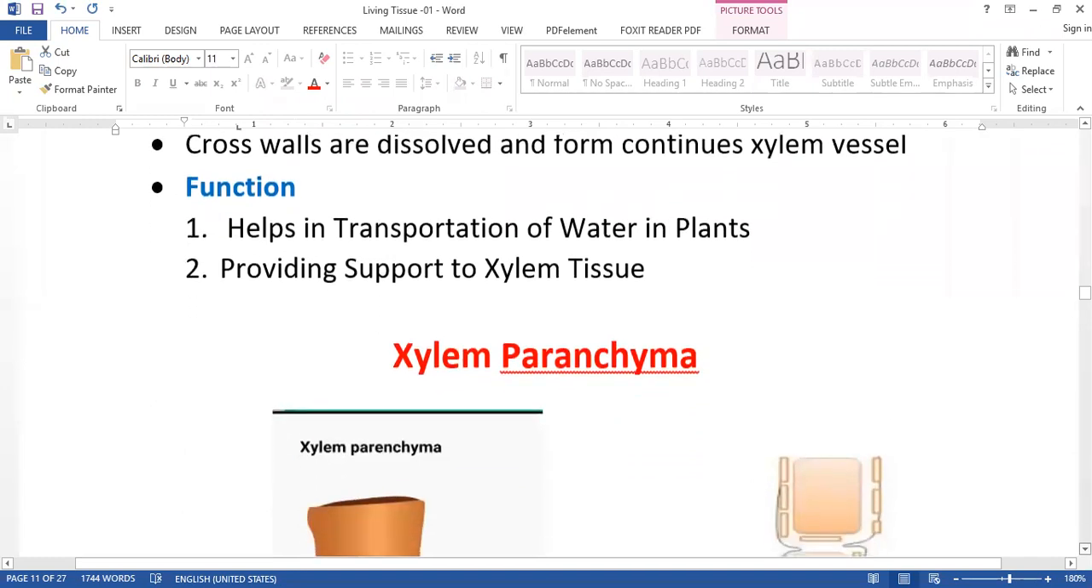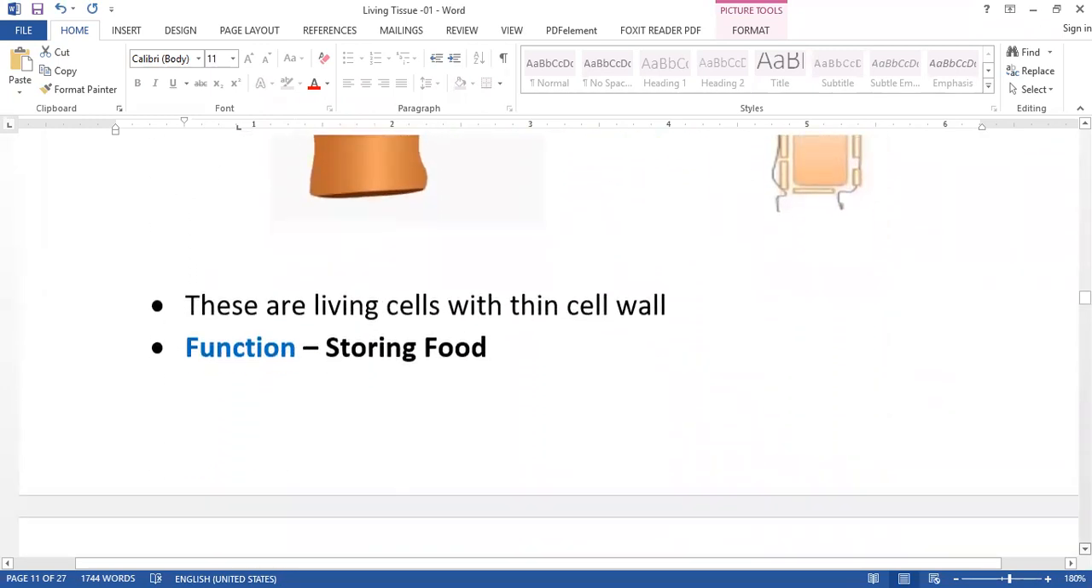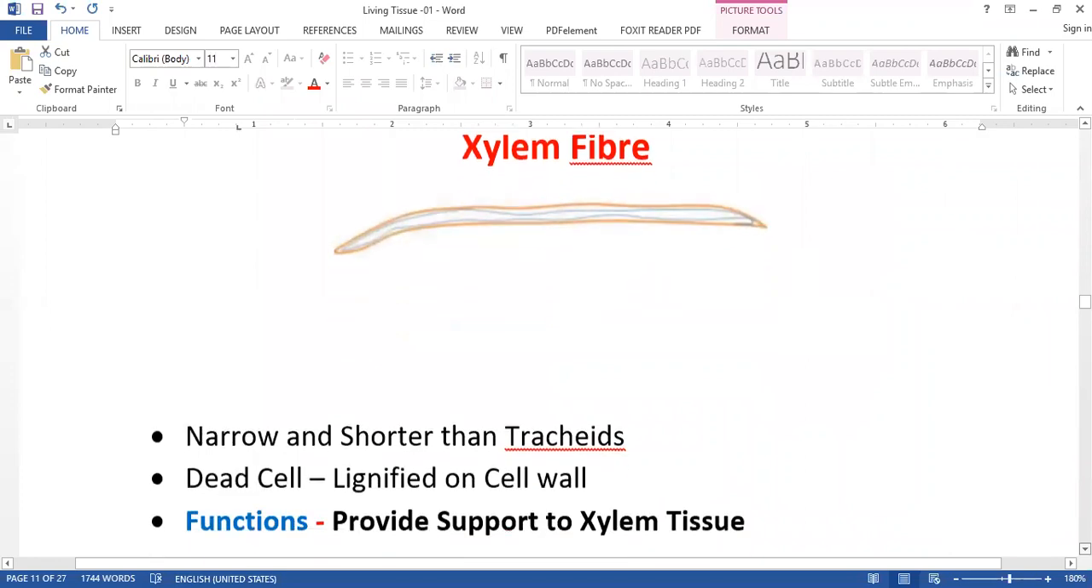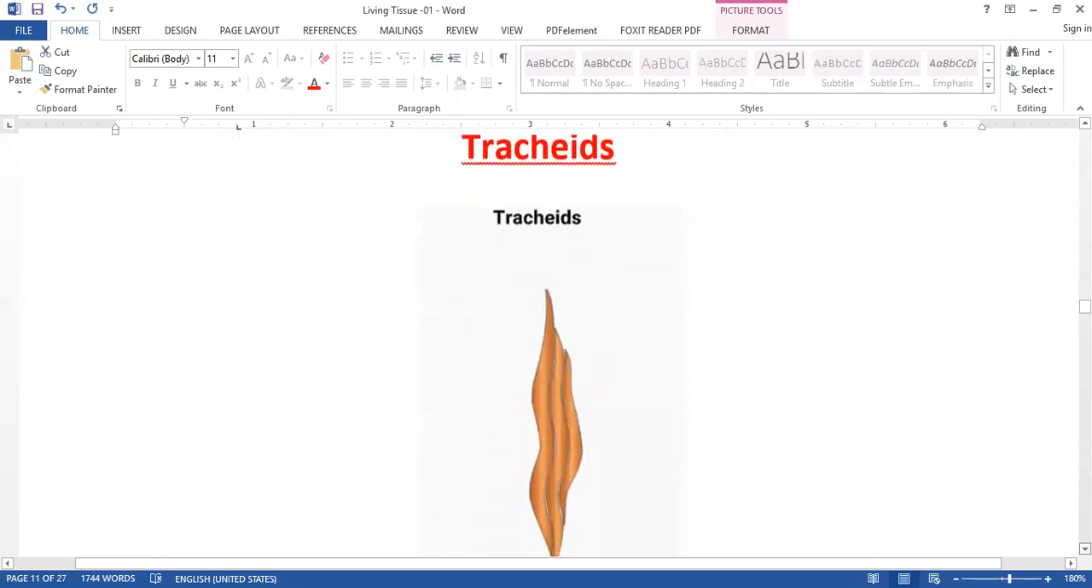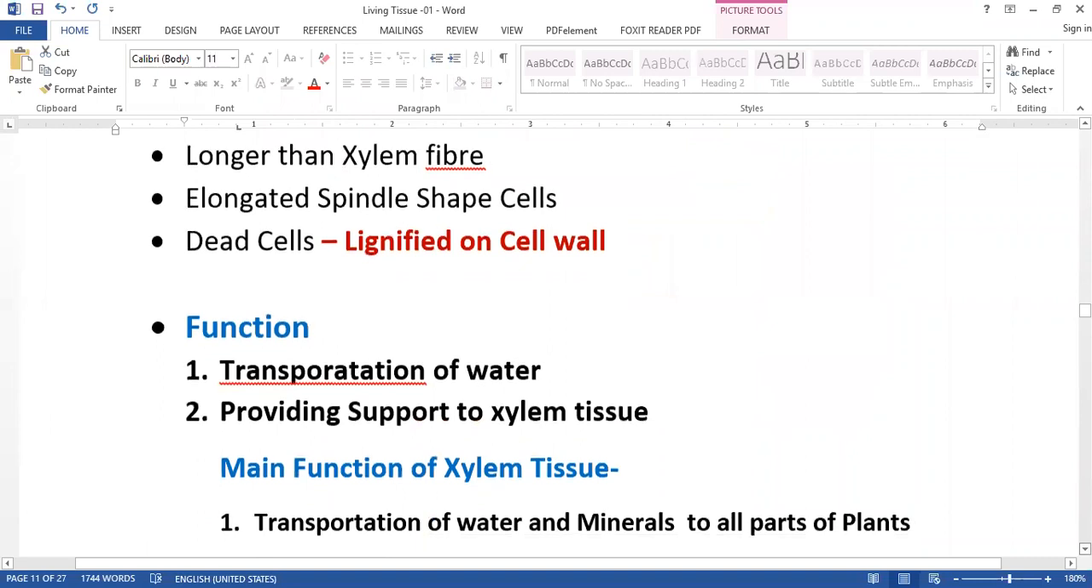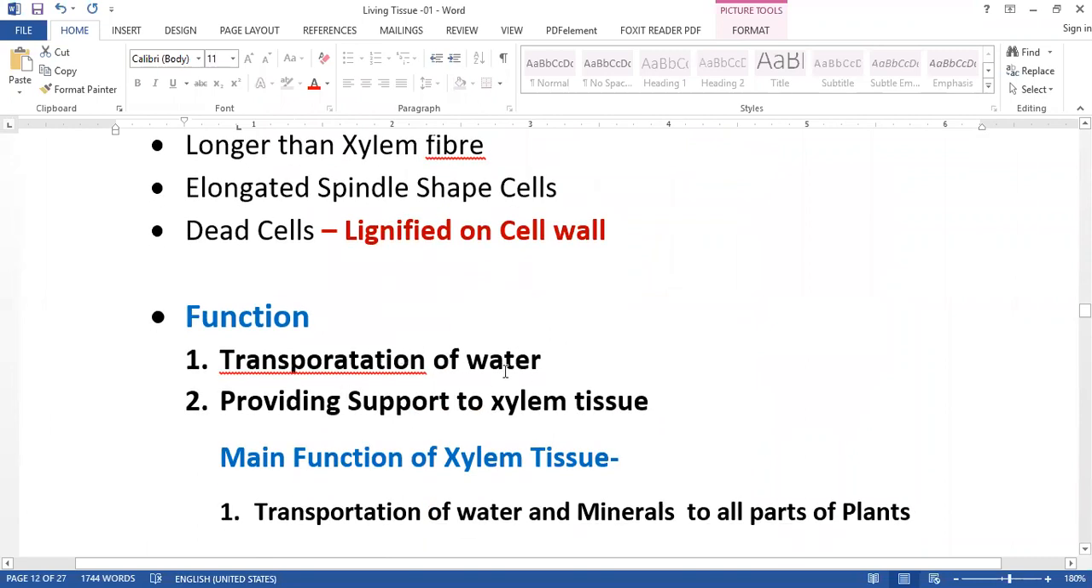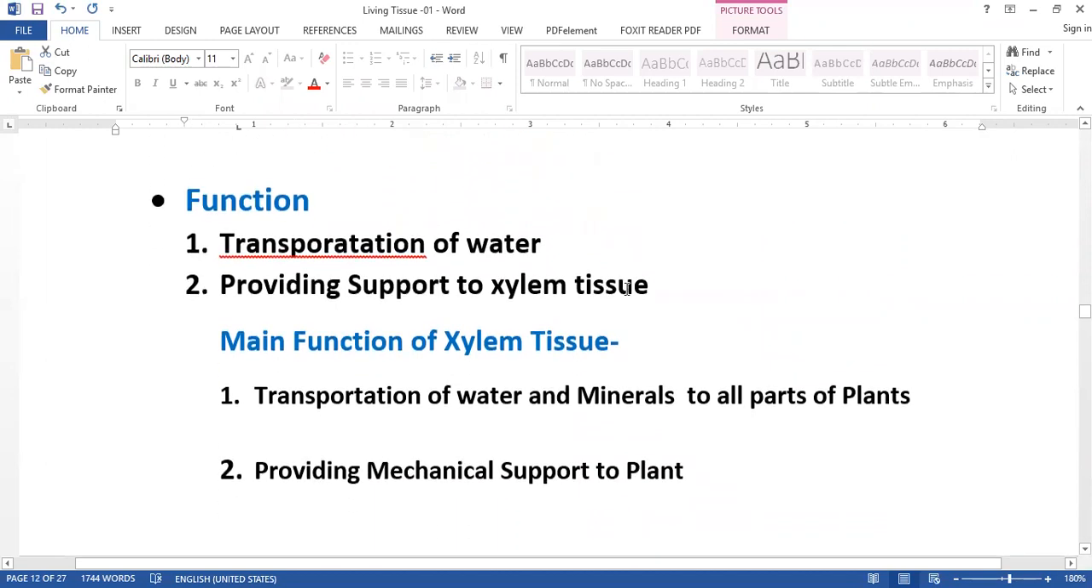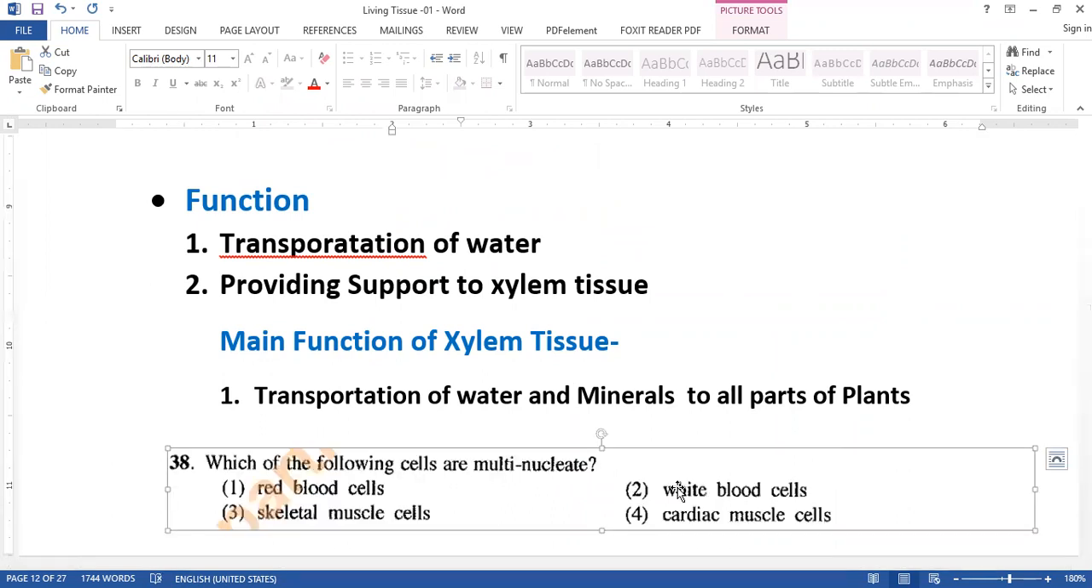But the common function, if you come to this common function, would be the transportation of water, and the second one is providing support. This is the main function. Look, the main function of xylem tube is transportation of water and minerals to all the parts of plants and providing support to the plant. These are the two, a very important one.